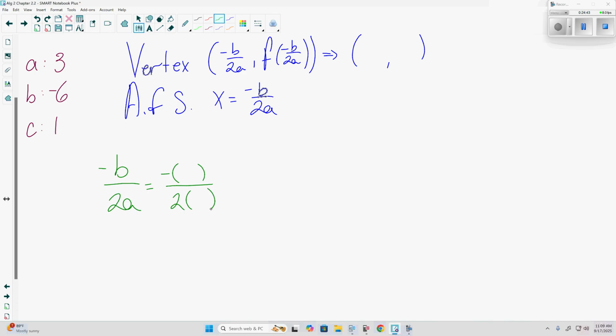Do we know the values of b and a for this here? Yes, b is negative 6 and a is 3. So that negative b over 2a, all we're doing to find that value is plugging negative 6 in for b and 3 in for a. Questions on this here? So negative 6 over 2 times 3. Is there a variable in that expression at all? Do we have a variable there? No. It's just straight numbers, yes?